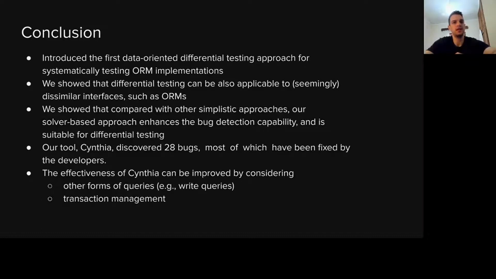To conclude, we have introduced the first differential testing approach for systematically testing ORM implementations, and we showed that differential testing can also be applicable to seemingly dissimilar interfaces such as ORMs. We also showed that compared with other simplistic approaches, our solver-based approach for generating data is suitable for differential testing. Our implementation, CYNTHIA, discovered 28 bugs, most of which have been fixed by developers.